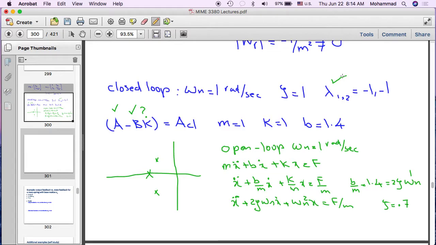So let's go ahead, or should I give you some time? Let me give you some time to form A minus BK, form a closed loop, and find K so the eigenvalues are both located at -1, -1. So I'll give you a minute to set it up.